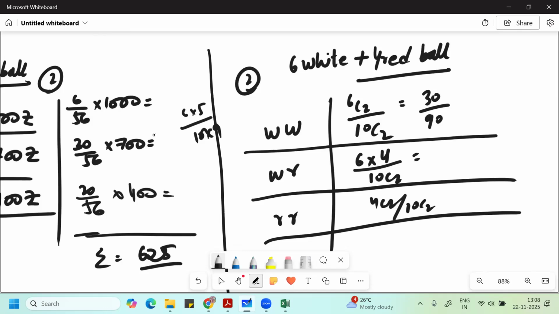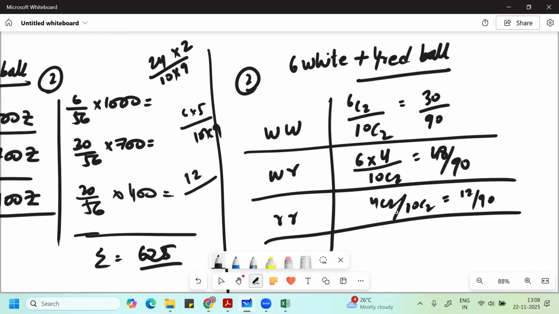This would be 6 into 4, 24, by 10 into 9 into 2, 10C2. So this is 48 by 90. I'm not disturbing the numerator. 4C2 means 4 into 3, 12 by 2, and this is 10 into 9, so 12 by 90.